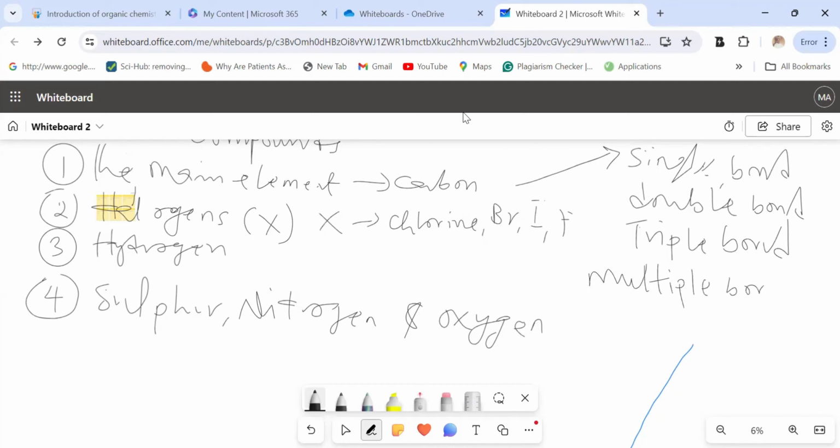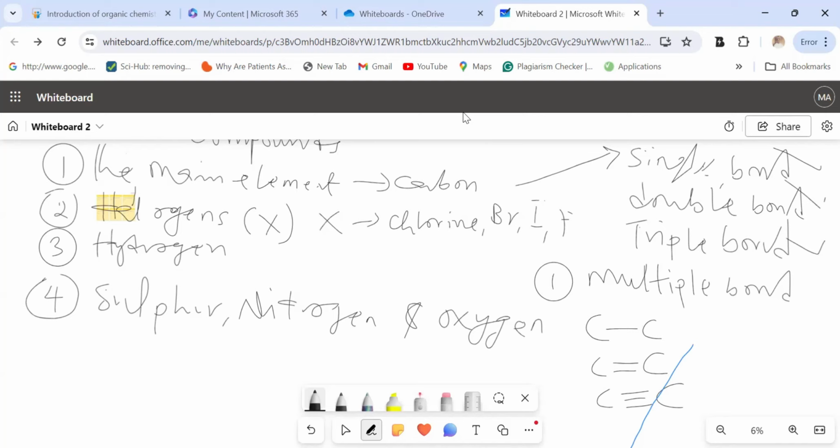Multiple bond. So that is one of the main reasons why carbon is considered as a main element. It has the ability to form multiple bonds. And this multiple bond includes single bond, double bond, and triple bond. So in carbon, you can have single bond, or it can form double bond or triple bond. So carbon is considered as a main element in organic chemistry because it has the ability to form multiple bonds, and this multiple bond can be single bond, double bond, or triple bond.